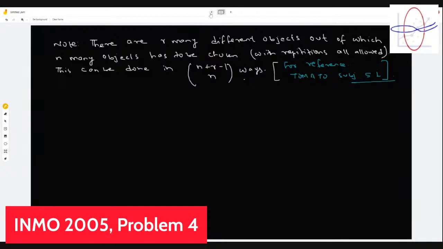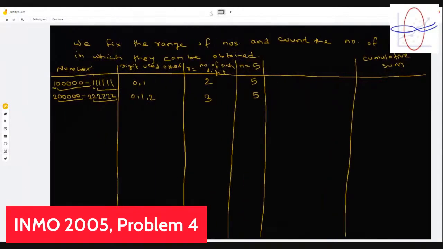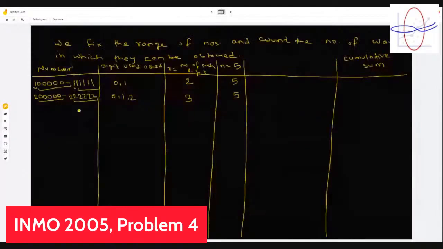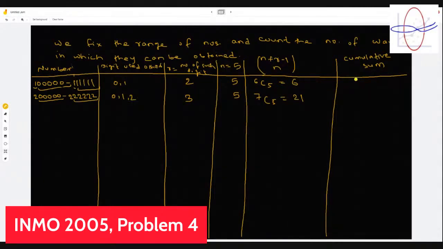Suppose in this case, as given in the example, or suppose we take the other ranges this way. Here we'll calculate n plus r minus 1 C n. So this will be 5 plus 2 minus 1, that is 6. 6 C 5, right? So 6 C 5 is equal to 6. And here this will be 5 plus 3 minus 1, that is 7 C 5, and this will be 21. So let's take the cumulative sum. 6, 6 plus 21 is 28.